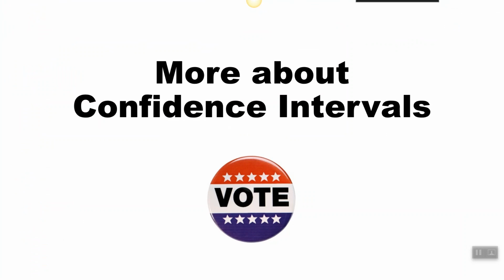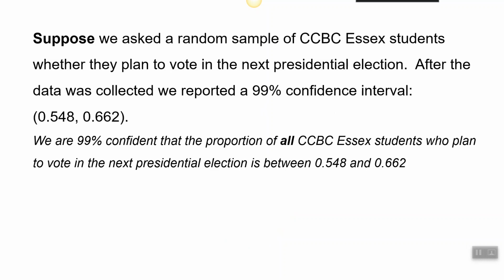Hi there. I wanted to work some more problems with confidence intervals and learn a little bit more about them. We're going to take a deeper dive into understanding confidence intervals and dissect them a bit in this problem. Suppose we asked a random sample of CCBC Essex students whether they plan to vote in the next presidential election. After the data was collected, we reported a 99% confidence interval, which was from 0.548 to 0.662.